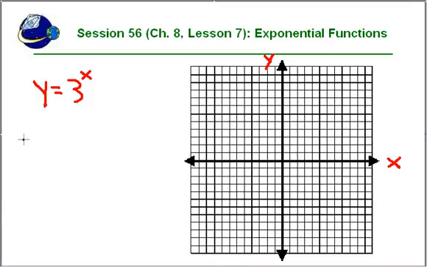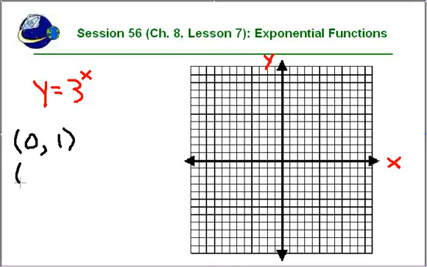Let's get our ordered pairs here. Let's start with x as 0. When x is 0, what's y going to be? Well, what is any number to the 0 power going to be? It's going to be 1. So if x is 0, 3 to the 0 power is 1, therefore y equals 1.